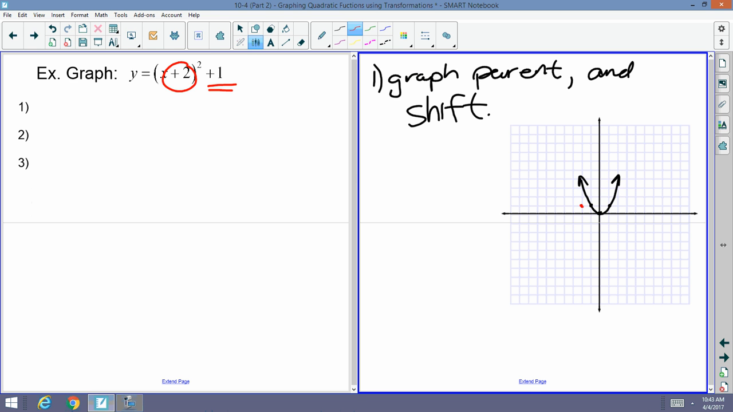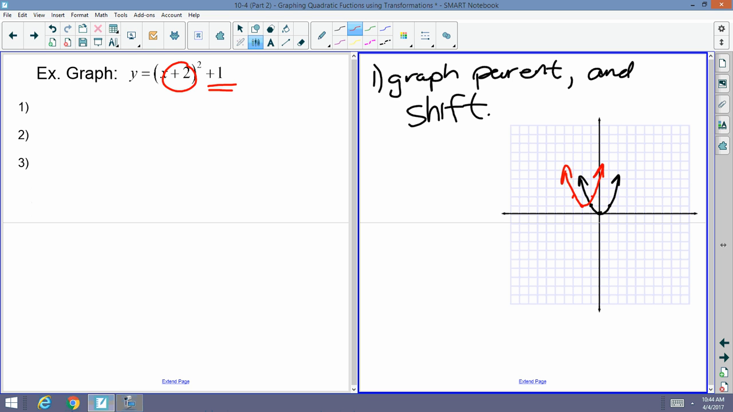1 to the left, up 1. This red guy right here, that's my new shifted graph. Does everyone see that? That is, hands down, a nice, easy way. I don't like it, me personally, because you have to graph two functions. You have to graph the parent, then you have to shift it, okay? But that is definitely a way to do it. There's not a darn thing wrong with that. That works.